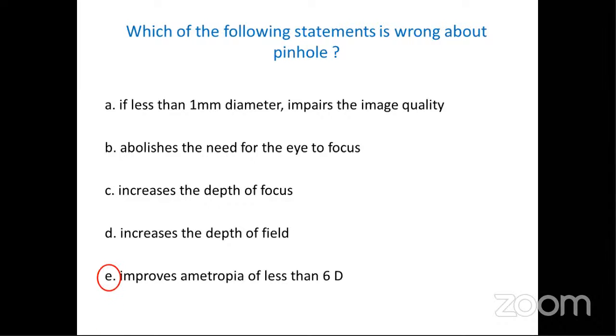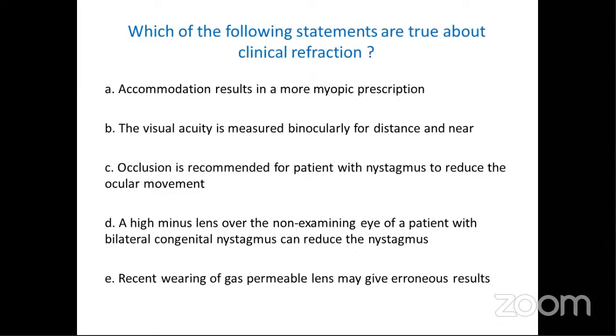Which of the following statements are true about clinical refraction? Accommodation results in a more myopic patient. If the patient is myopic, of course you will get a more myopic prescription. If you are overcorrecting a patient, you will have accommodation. Visual acuity is measured binocularly for distance and near? Visual acuity is not measured binocularly initially. First of all, it is measured monocularly. Then occlusion is the treatment recommended. So the second one is wrong.